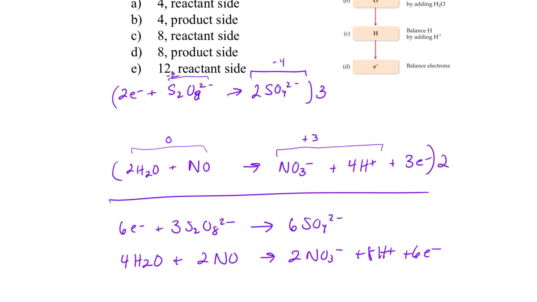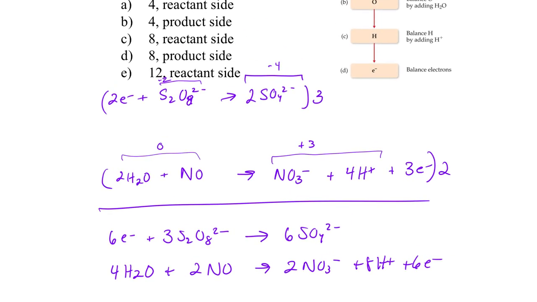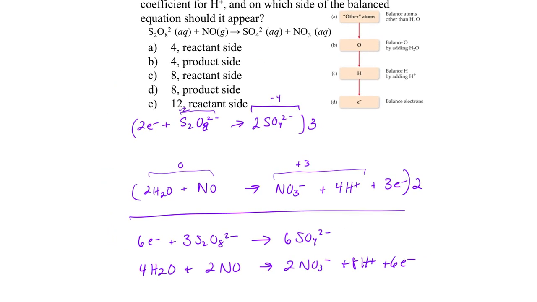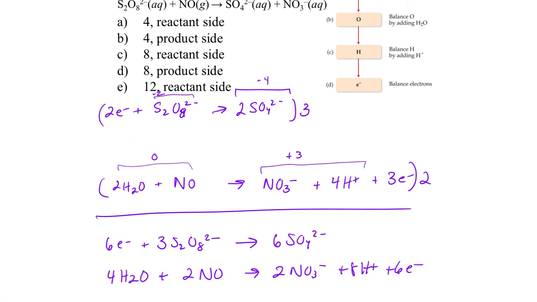At this point, if this is a multiple choice exam, you could actually stop here if you're just looking for H pluses, because they only show up in the one half reaction on the product side. But we'll go through and finish balancing our equation.